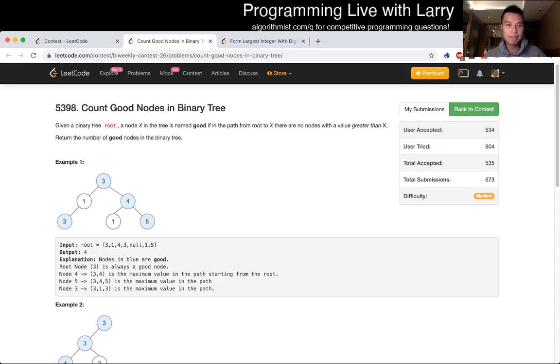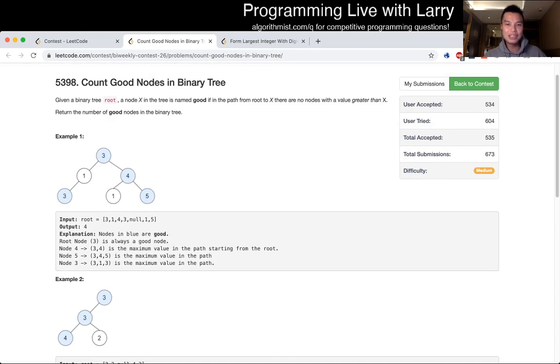Count good nodes in binary tree. So this one, this is actually a funky way of putting it. Basically, there are no nodes with value greater than x. So basically, for each node, we keep track of the maximum value of the nodes on the way to that node, and then check whether that node is bigger than it.